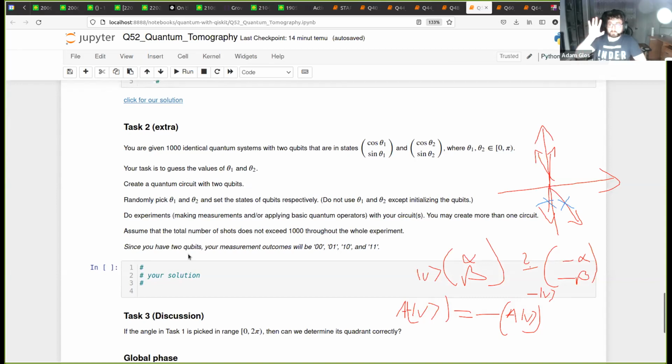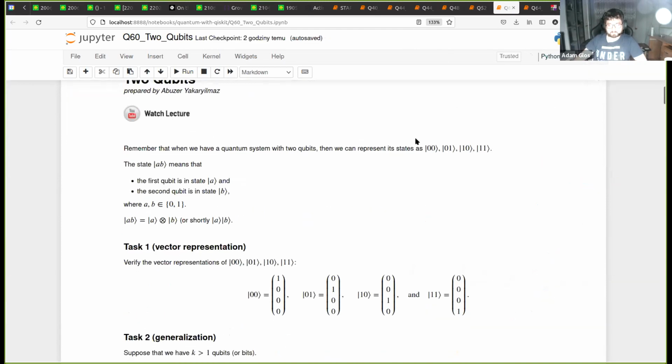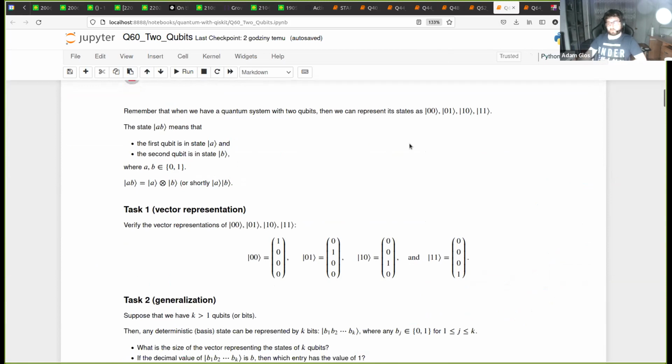Okay, so that's all about the quantum tomography. Unfortunately, we don't have much time for questions, and there are still 2 notebooks. So let me just proceed. I'm terribly sorry for this. Please keep in mind you can always ask on Discord. But let's now go to the 2 qubits operation.